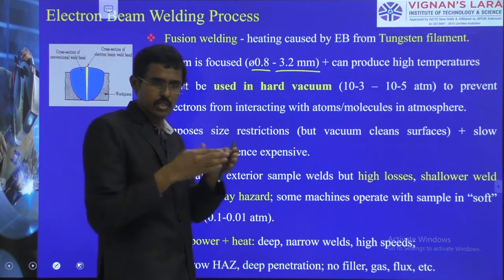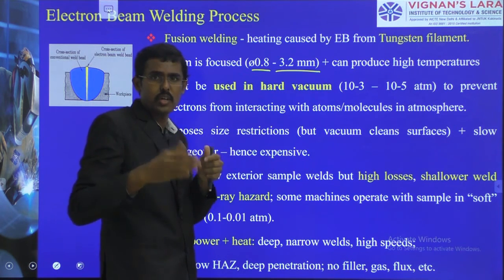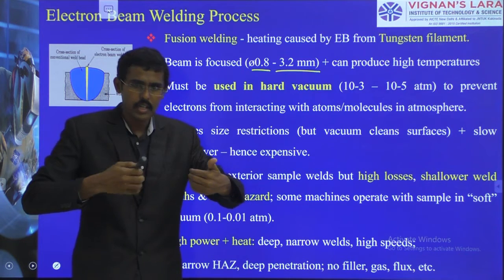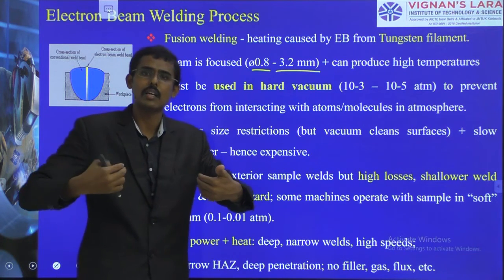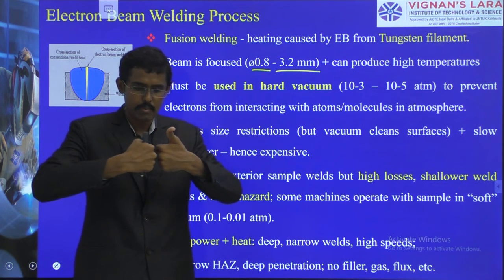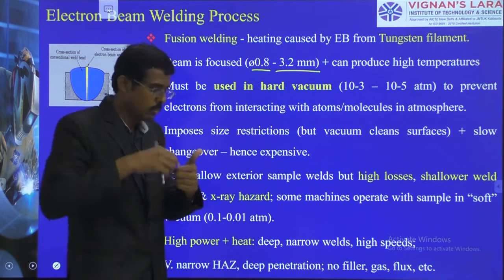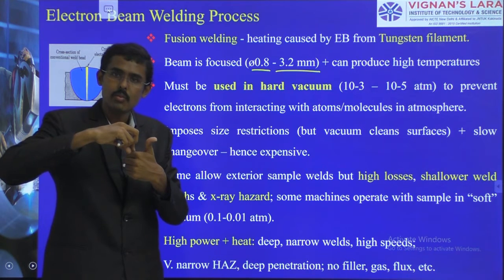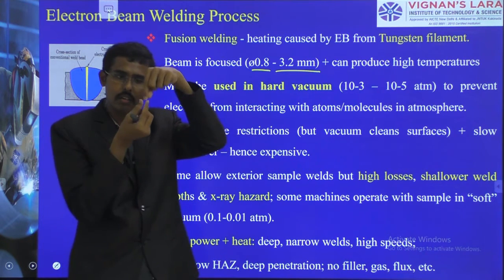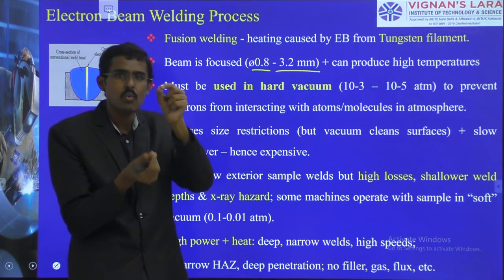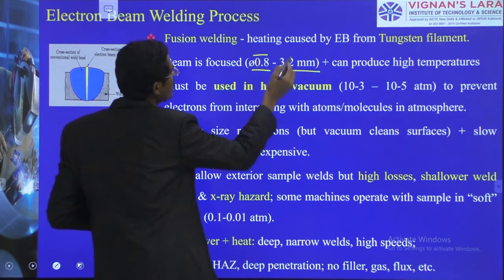There is zero gap. Surface polishing is most important there. If you are giving a gap and welding, the electron will go downwards and no welding will occur. Therefore, we should keep the two specimens perfectly without a gap. The gap is to be maintained at zero. The electron beam dimension itself is about 1 mm, therefore 0.8 to 3 mm is the beam size.